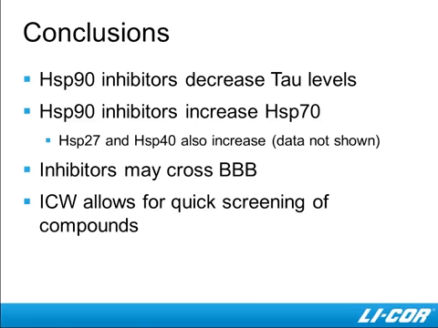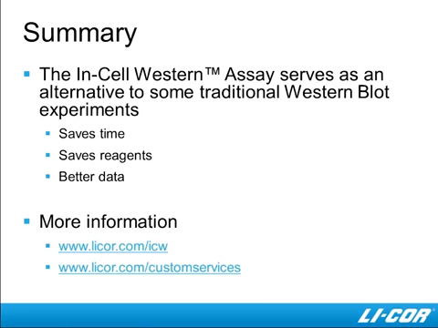So to summarize, the In-Cell Western Assay can serve as an alternative to some of your traditional Western blot experiments. It'll save you time in the protocol, save you time in just getting sheer data collection. Since you're using microtiter plates, you don't have to use nearly as many reagents as with a Western blot. And overall, you get better reproducibility, less variability, and better data.